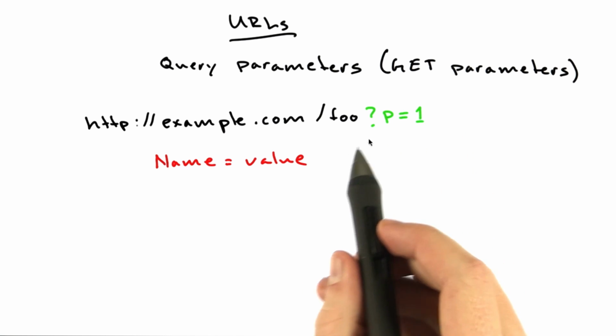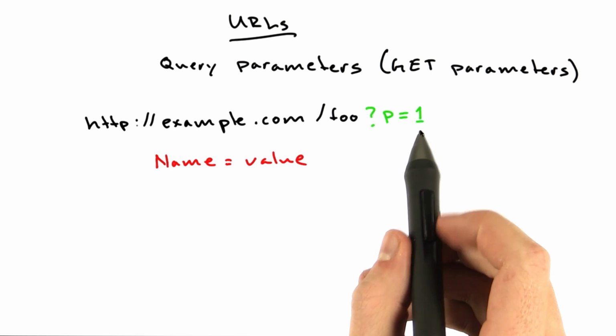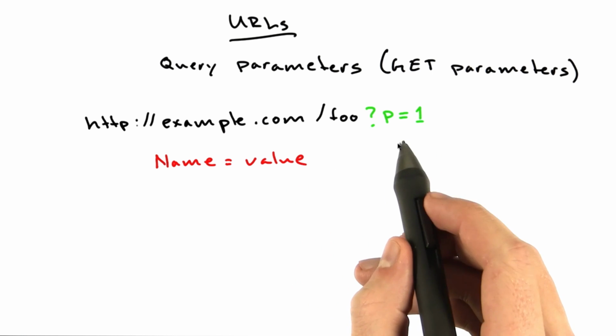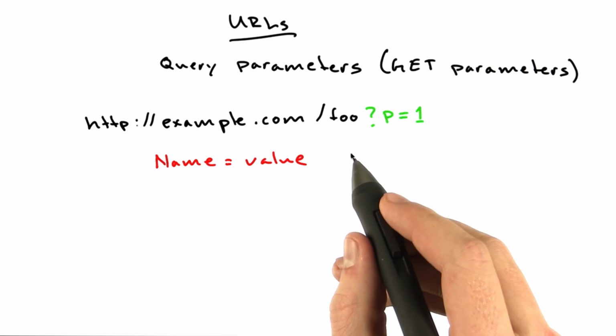And this adds an extra parameter whose name is p and whose value is 1. The format of a query parameter looks like this. You've got name equals value, or in this case, p equals 1. And the value can be just about anything, but it's good not to use question marks and other URL characters, although you could if you really wanted.